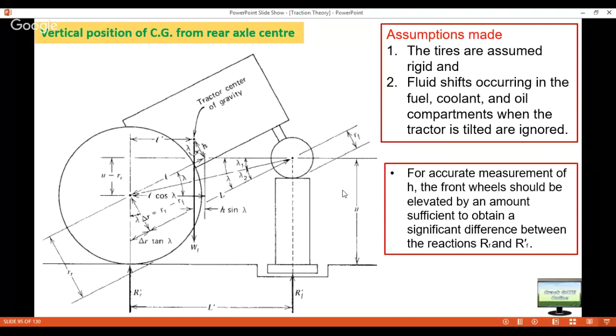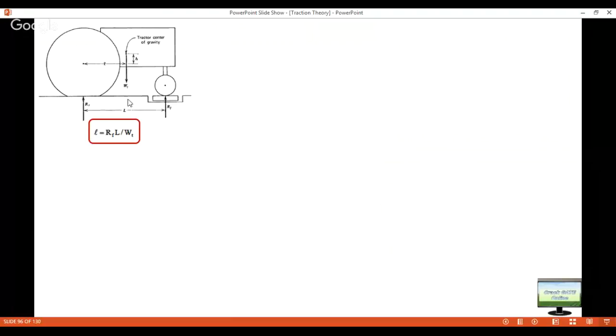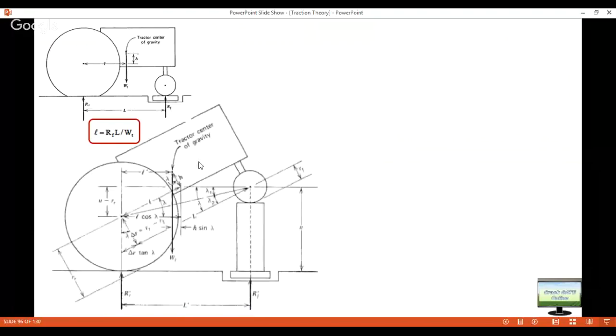Now moving forward to the derivation. In the first case, you have already seen that we found the horizontal location of the center of gravity. It was very simple. Now coming to the tricky part, the vertical location of the center of gravity. I have already explained all the terms to you. Now we will move ahead to derive the formula.